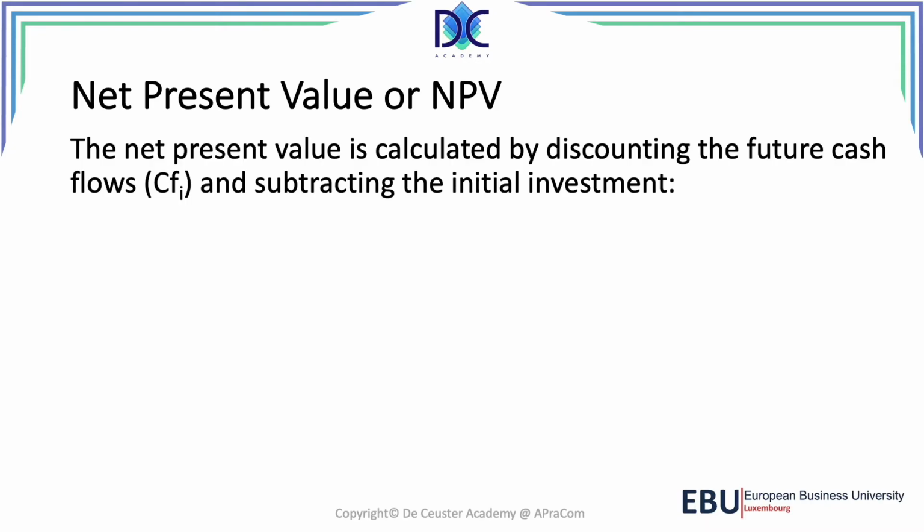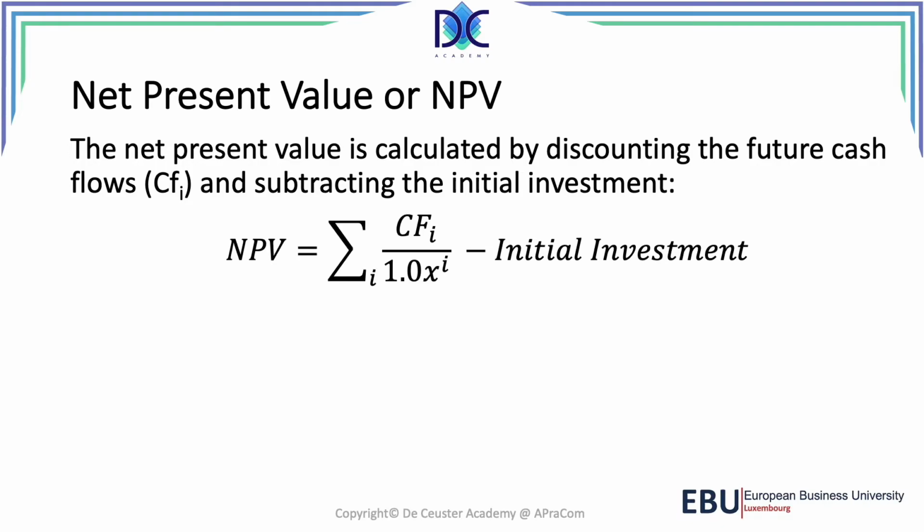The net present value is in fact a little bit different. We calculate it by discounting the future cash flows and subtracting the initial investment. So what we are doing is calculating the present value of all the future cash flows, which is in fact the revenue of the project in present value terms, and we subtract the initial investment. You have formulas for this in Excel. There are some presentations where you can see that.